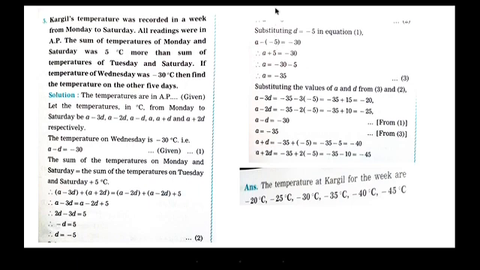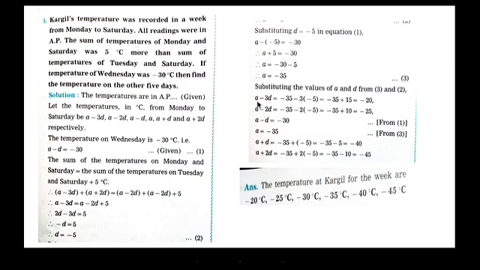Now substituting this value of D in equation 1, we have A minus D is minus 30. So A minus of minus 5 is equal to minus 30. So A is equal to minus 35. Okay, now we substitute these values of A and D in all the temperatures.